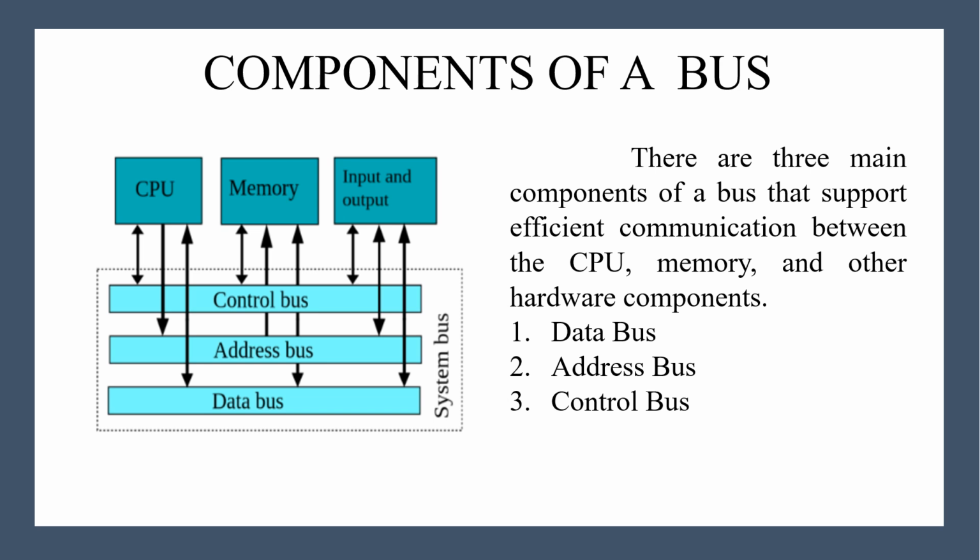Every bus has three main parts that make communication smoother. They are the data bus, address bus, and control bus. This image clearly explains the components of a system bus, which facilitates communication between the CPU, memory, and I/O devices. The system bus is nothing but the combined structure of a bus.